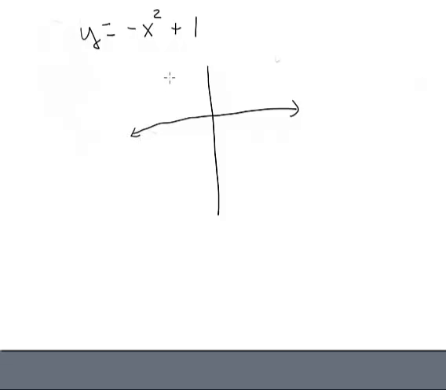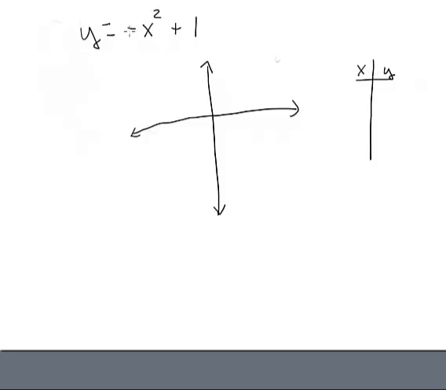Okay, let's graph y equals negative x squared plus 1. So again I make my xy axis, and I make my little t-chart over here, and I put in values.